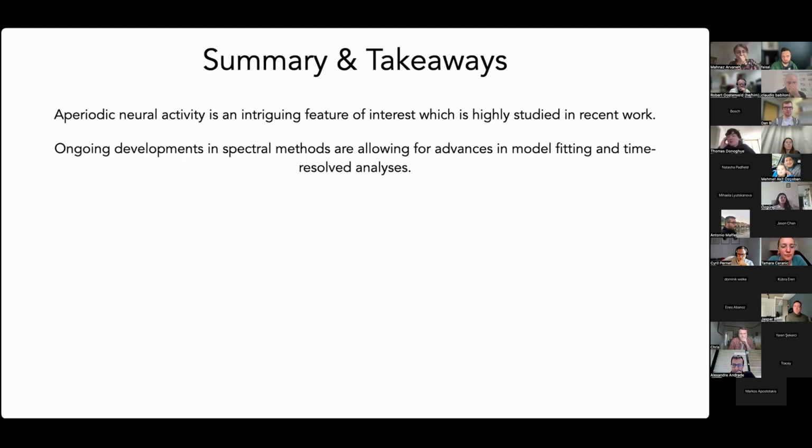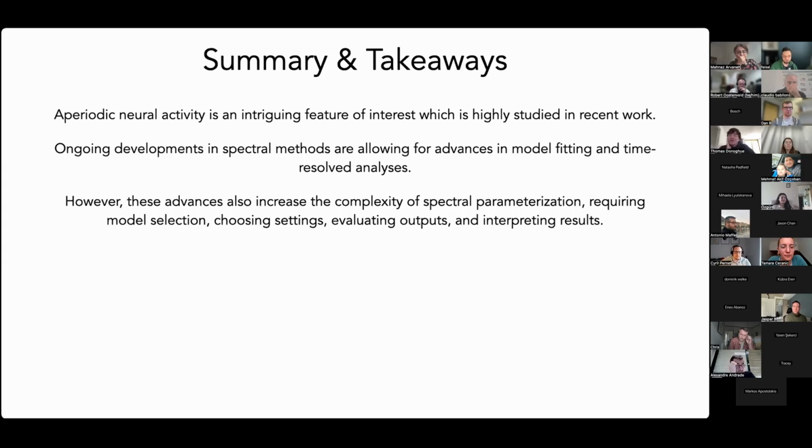In the spectral domain world where I've been living, there's a lot of ongoing developments that I think are going to be really useful and powerful here. However, we should acknowledge that these advances add, on top of already the decisions that people are making, additional decisions about model selection, settings, evaluations, interpretations, et cetera.